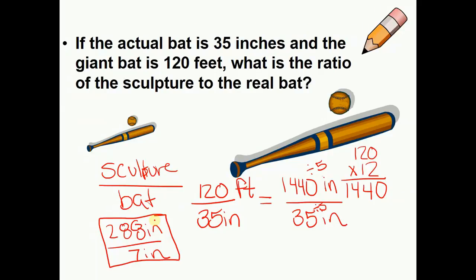So what does that mean? For every 7 inches on Babe Ruth's bat, it's 288 inches on the sculpture. Kind of like when you guys did dilations. That's ultimately what a ratio was, a dilation.